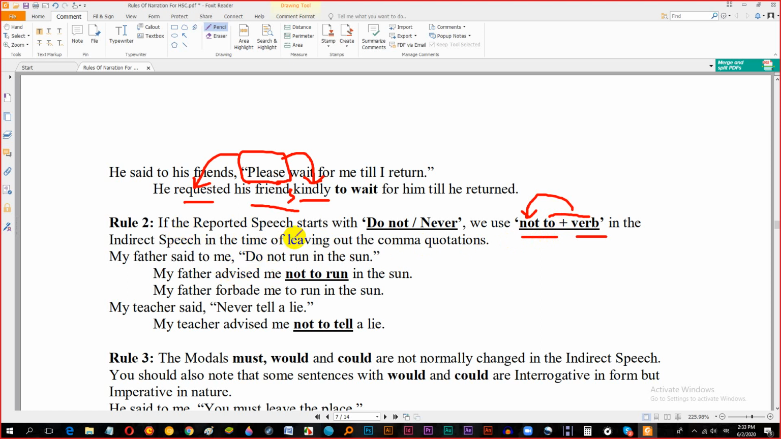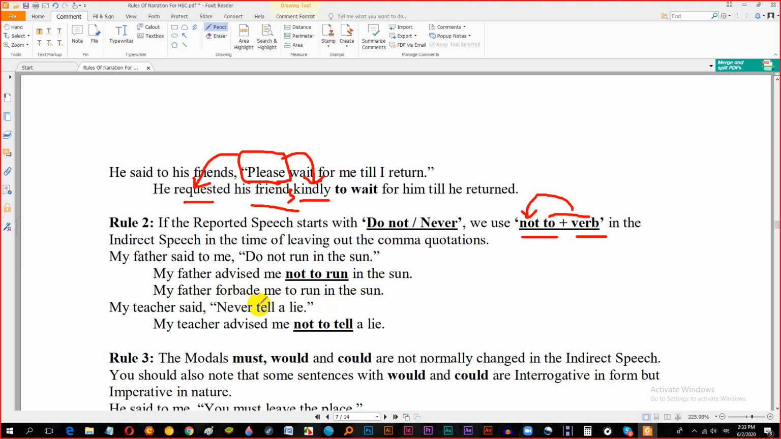So if the reported speech starts with, okay, so it's an easy thing. What we have read: my father said to me, "Do not run in the sun." My father is telling us for our betterment, and he's not telling us to bring something or do something directly. So it's not an order. So my father advised me not to run in the sun. Then, my father forbade me to run in the sun.